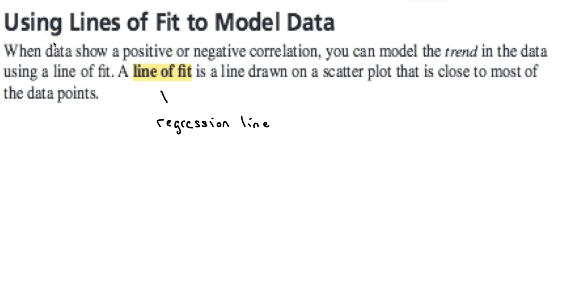So when data shows a positive or negative correlation, you can model a trend in the data using a line of fit or a line of best fit also. And a line of best fit or a line of fit is a line drawn on a scatter plot that is close to most of the data points. Right? And the line of best fit is also known as a regression line as well.